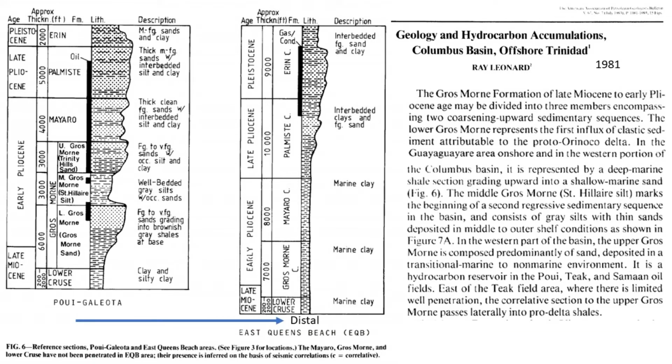Leonard, in his 1981 paper, Geology and Hydrocarbon Accumulations, Columbus Basin offshore Trinidad, divided the Gros Morne Formation into 3 members: Lower, Middle, and Upper Gros Morne. He also shows that the section consists of, in the near onshore area, 3 coarsening upward units, and as we get eastwards, it is predominantly claystone.